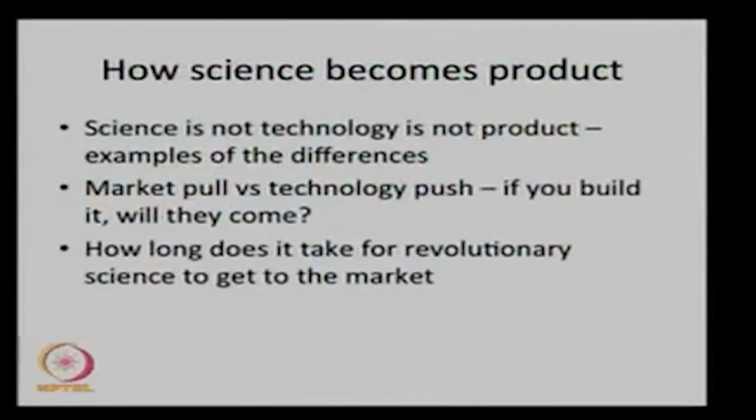Well, basically we said that science is not the same as technology, and it's not the same as a product, and we've talked about what the differences are. The typical pitfall that we scientists have is to do what's called technology push. I invented this device, the world's dying to have this device, or sometimes they say, if you build it, they will come. Actually, that's not really true, right?